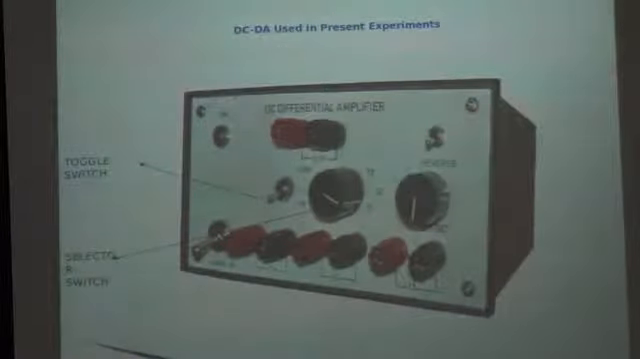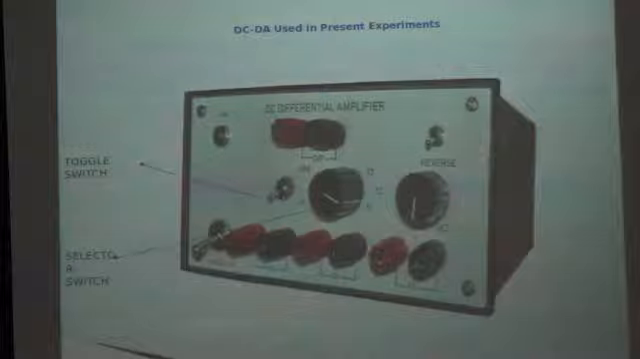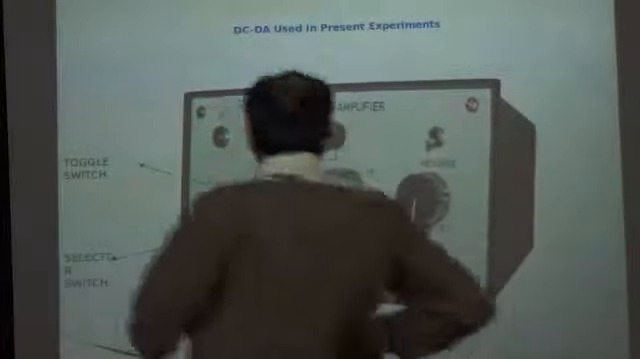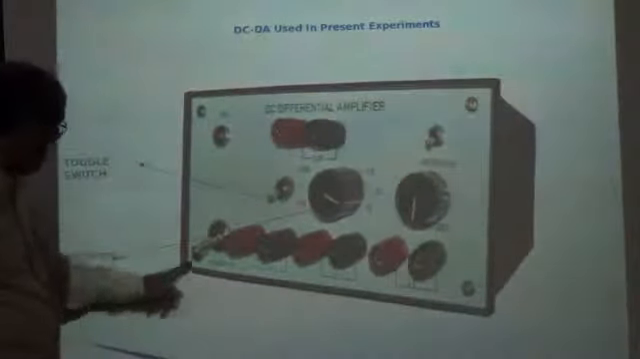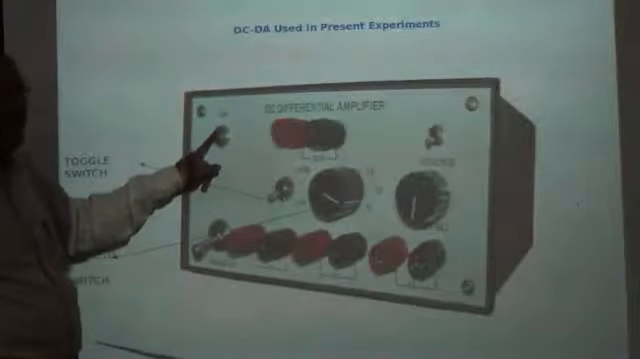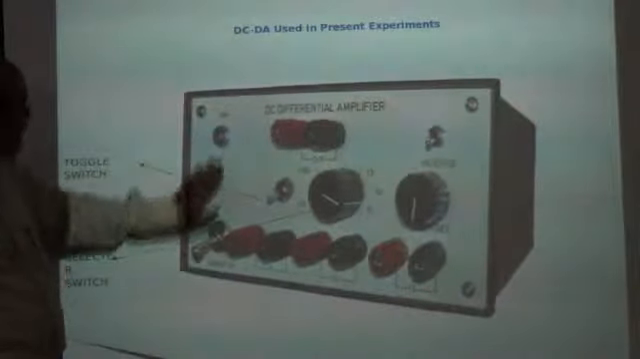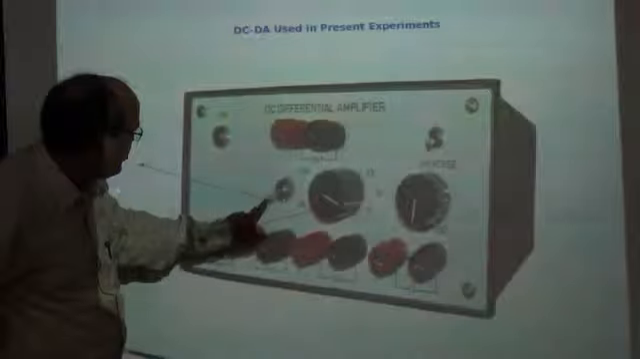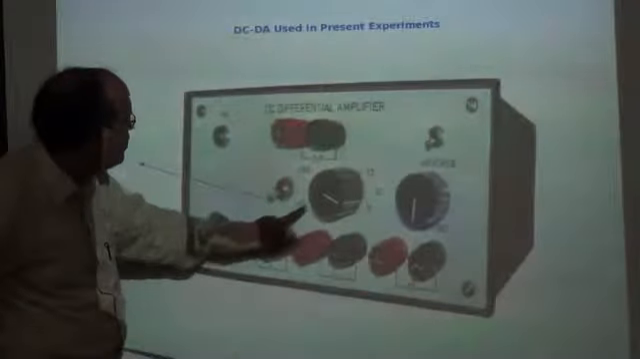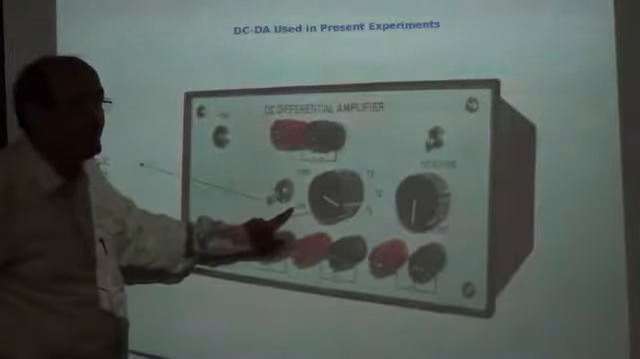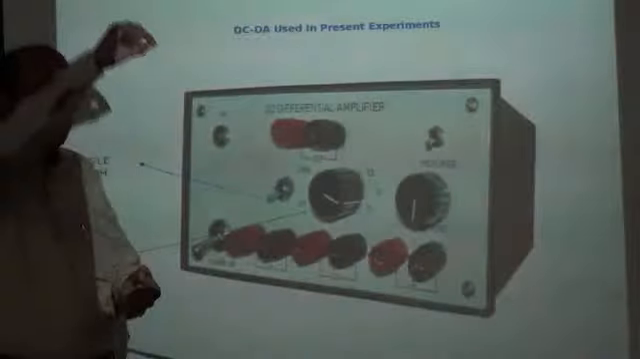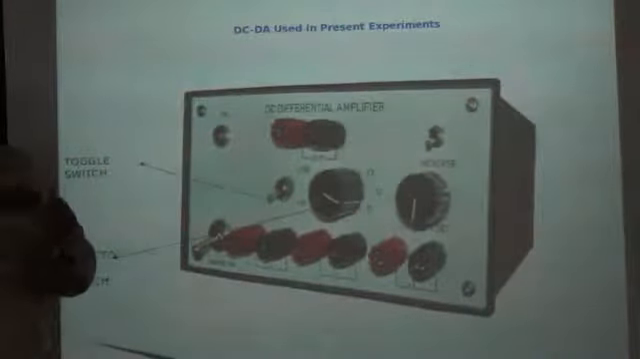This is the DC differential amplifier. Here we have an on-off switch and an LED that shows the status of our device. There is also a switch that can be used to select the amplification. It has three positions: down, in the middle, and up.